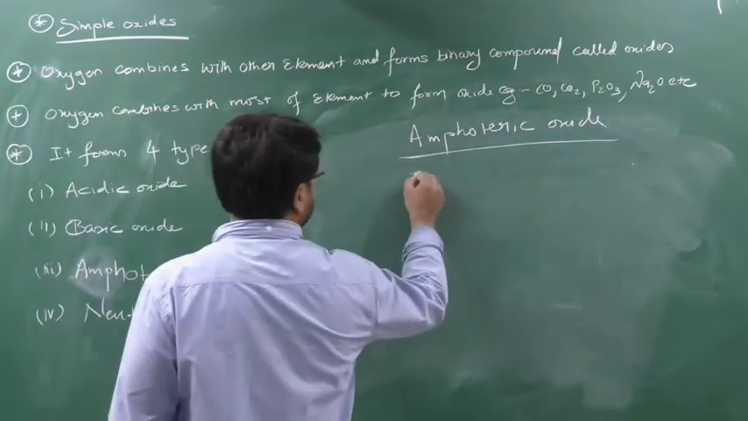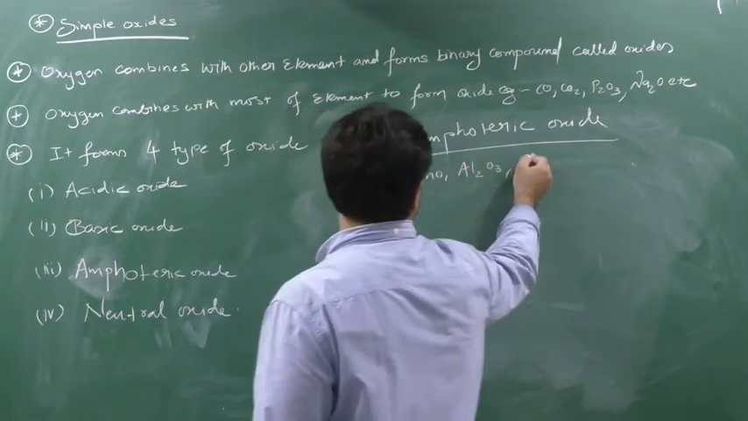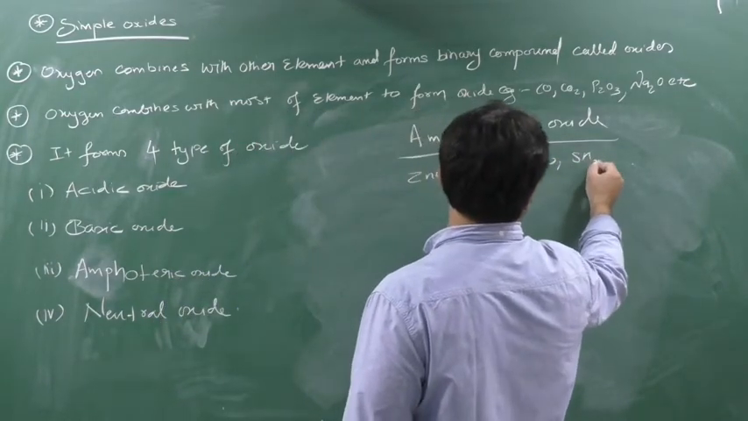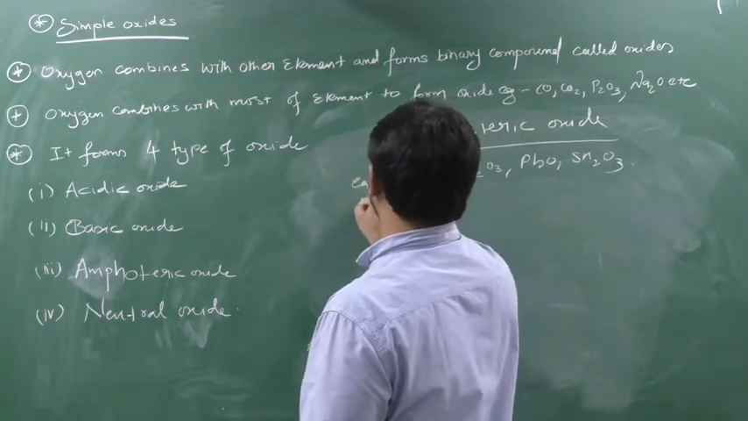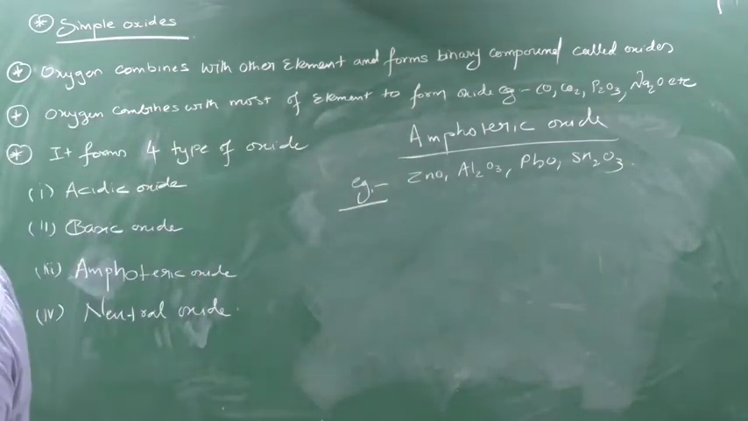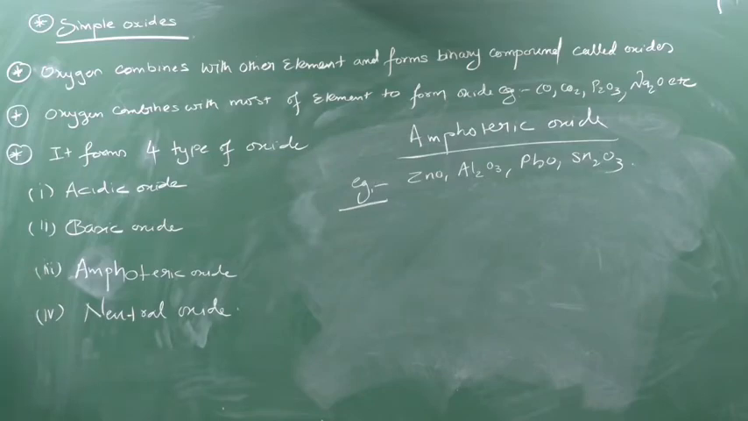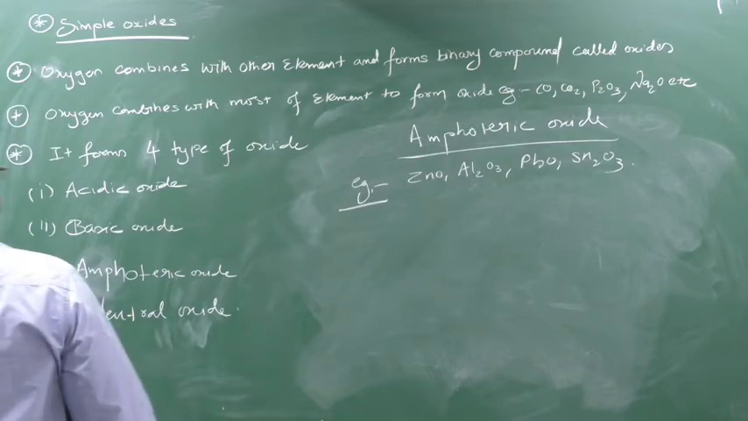Amphoteric oxides, remember ZnO, Al2O3, PbO, SnO2. These are enough, that's it. These are the examples. Please remember this, in short, mug it up. So these all are the amphoteric oxides. Clear? They can react with acid as well as with base. Clear? So your first example I will take with acid.